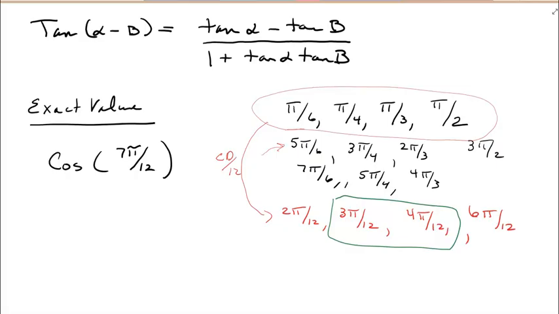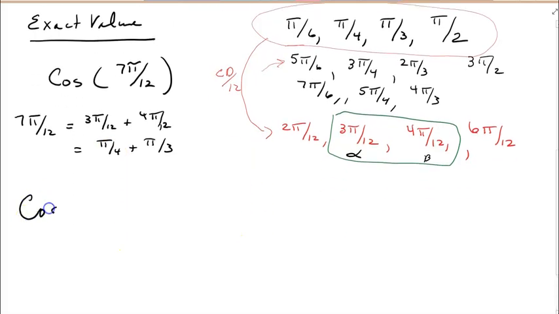So what does that mean? Well, I'm going to let alpha be 3 pi over 12 or pi over 4, and beta be 4 pi over 12, which is pi over 3. And I'm going to take 7 pi over 12. I'm going to say, well, wait a minute. 7 pi over 12 is the same as 3 pi over 12 plus 4 pi over 12. Well, that's the same as pi over 4 plus pi over 3.